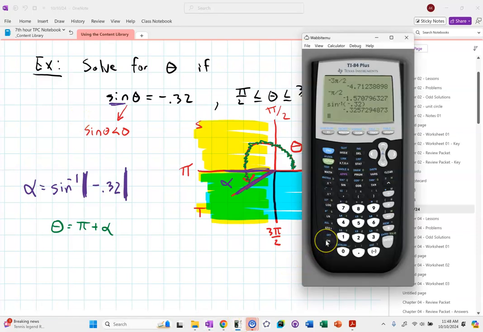So I'm going to go to my calculator and do pi plus sine inverse. And if I want to put the absolute value in, I can do math, go over to NUM, short for number, and pick ABS, short for absolute value, negative 0.32, and then press enter. So my answer should be 3.47.